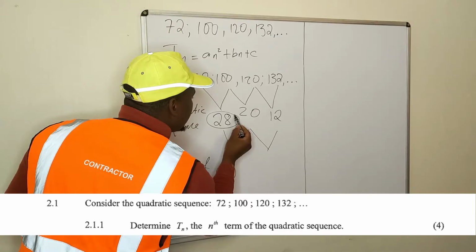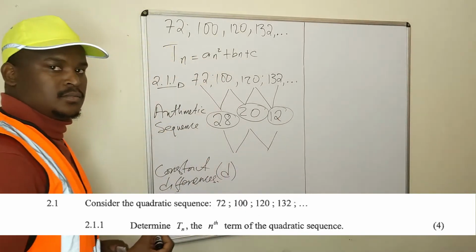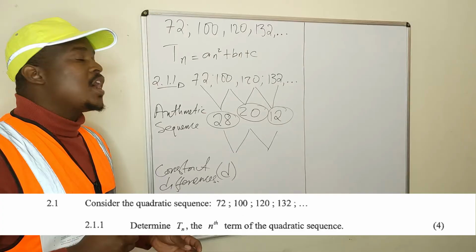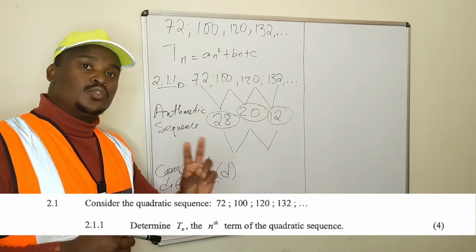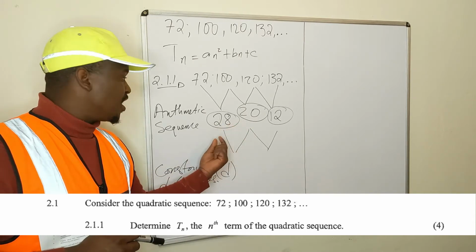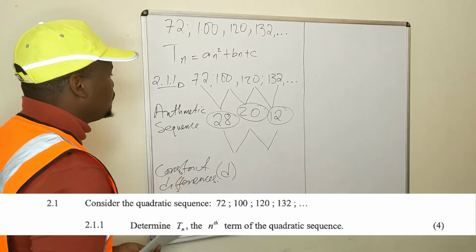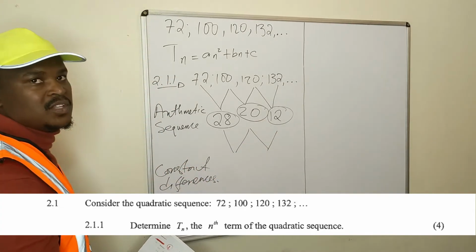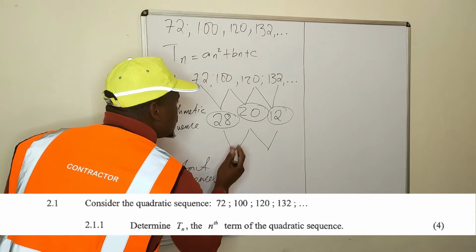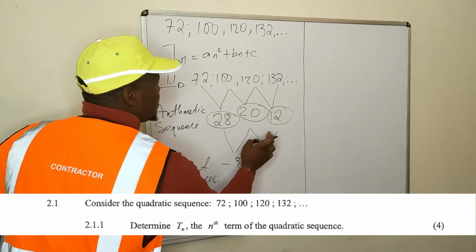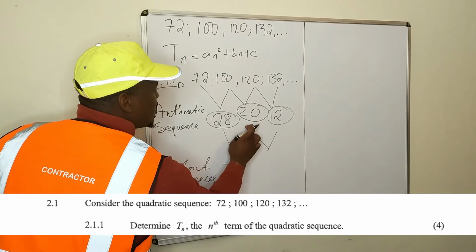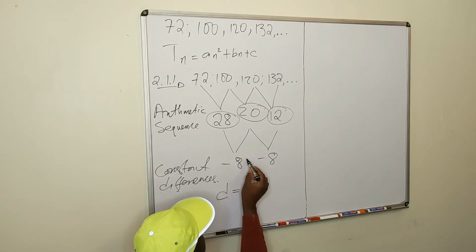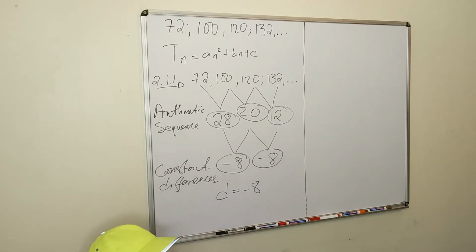So these terms of the first difference form an arithmetic sequence. And then the quadratic sequence has the second common difference. You find that second common difference by finding the difference between two consecutive terms of your first difference. So we get this constant difference D by finding the difference between the two. 28 minus 20 is 8, and 12 minus 20 is minus 8. So you have that your constant difference D is minus 8. This is your second constant difference D, which is minus 8.